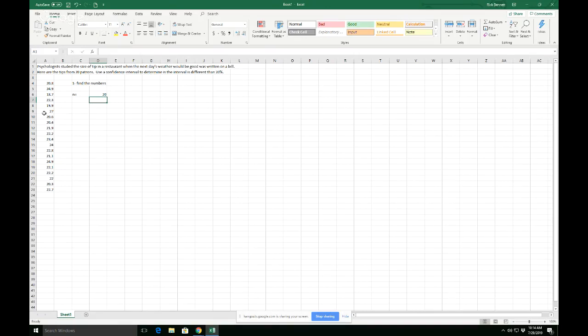Use a confidence interval. Mu equals 0.2. Okay, so what's my alpha? 0.05. Okay, which means my confidence is 95%. That's another way to say it. So alpha and confidence interval are related. To determine if the interval is different than 20%, what's 20%? 0.2, that's the mu, right? That's what we think people should be tipping.